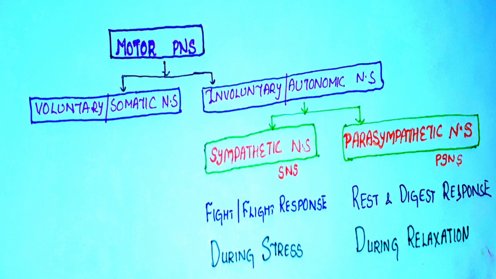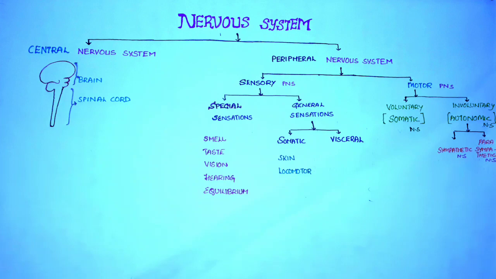But when we are sleeping or when we are in a relaxed position, parasympathetic activity will go up and it will dominate in our body and help in digestion of the food. Thus, the sympathetic nervous system will dominate during stress and it is responsible for the fight or flight response, and the parasympathetic nervous system dominates during relaxation and it is for the rest and digest response.